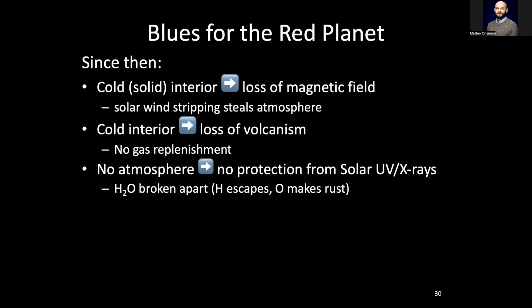The H2O gets broken apart. The H is very light, it escapes. And the O that's left around literally rusts the surface. Have you ever wondered why Mars is red? Just think that the whole planet has rusted. Okay, and this is a way to take atmosphere and put it into the surface.